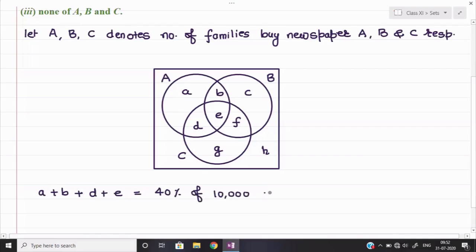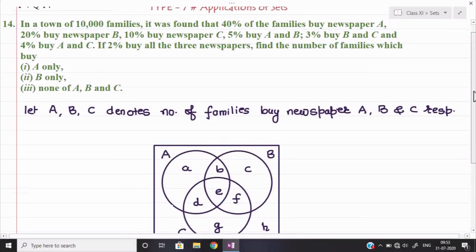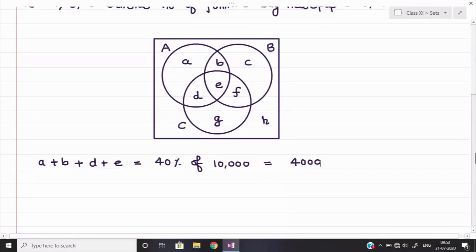Okay, so 40% of 10,000, I think it will come as 4,000, means 4,000 are purchasing newspaper A. But remember, along with A, some of them are purchasing B also and C also, means they are purchasing more than one newspaper. Out of 4,000, many persons are like that also. Okay, so 40% is given for A. I think for B it is given 20%, and for C it is given 10%. Okay, so we can find out for B and C also.